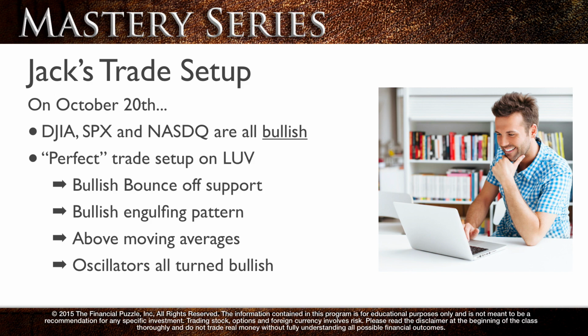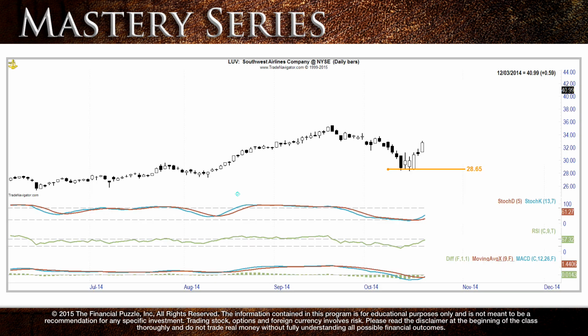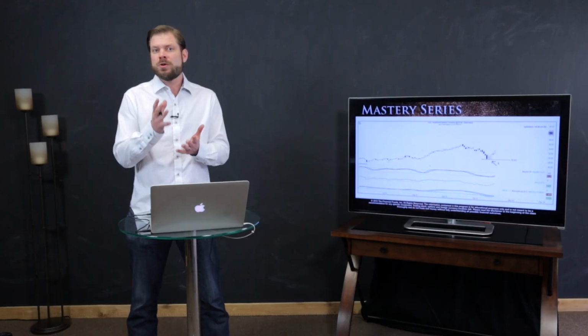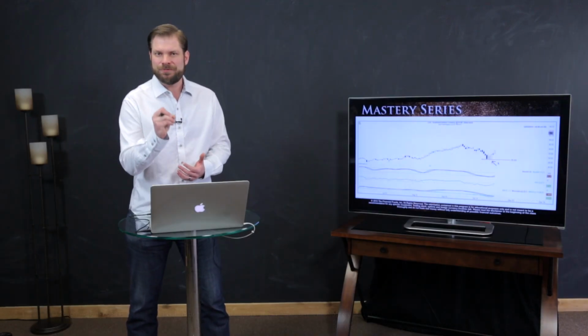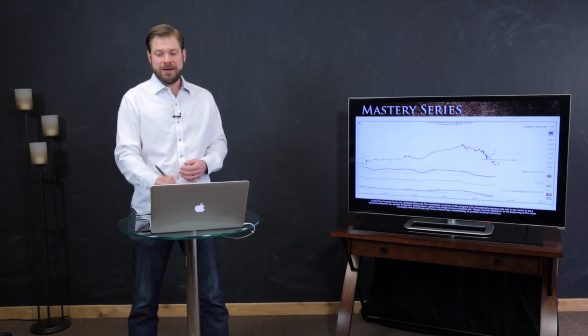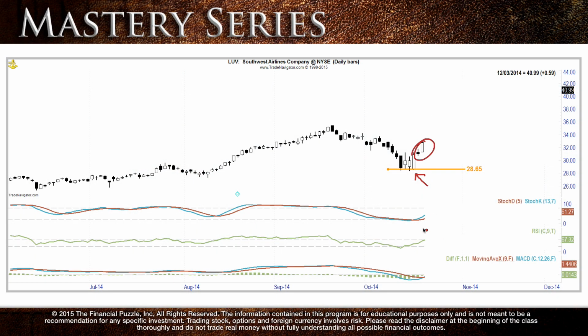In fact, here's the picture that Jack was looking at in his charting software. You can see right here, not only did he have support, he had confluence. And for those of you that have gone through Total Fibonacci Trading or Fibs 101, you know that confluence is laser-focused support and resistance. So he had a great opportunity to enter a trade. He had, of course, the bullish engulfing pattern, and he had the oscillators that have all turned up.